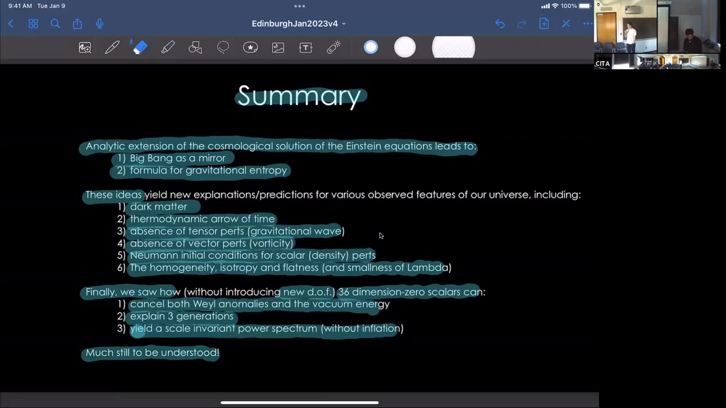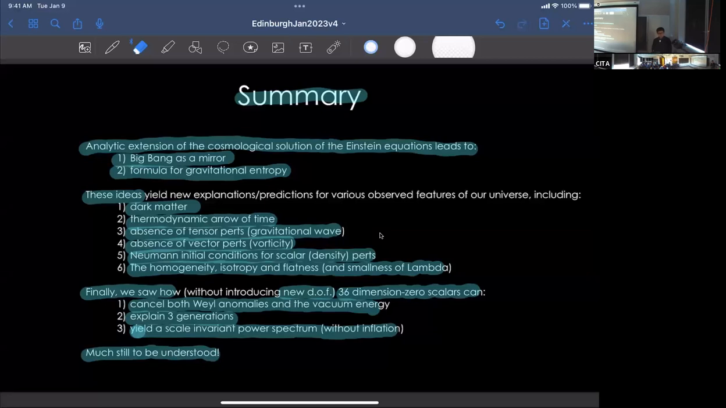Are there any questions in the room or online? This is for Zoom. You have a formula for the total gravitational entropy. Do you have a formula for the entropy density?